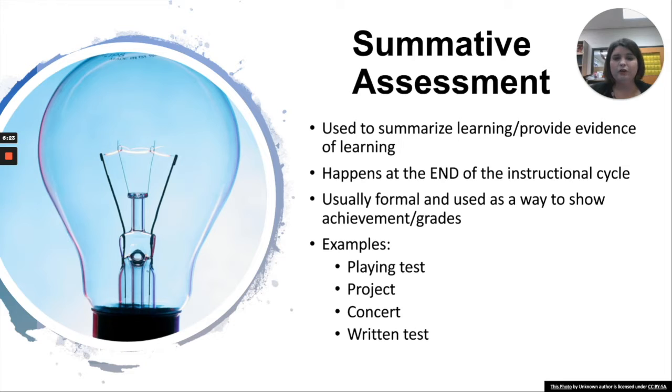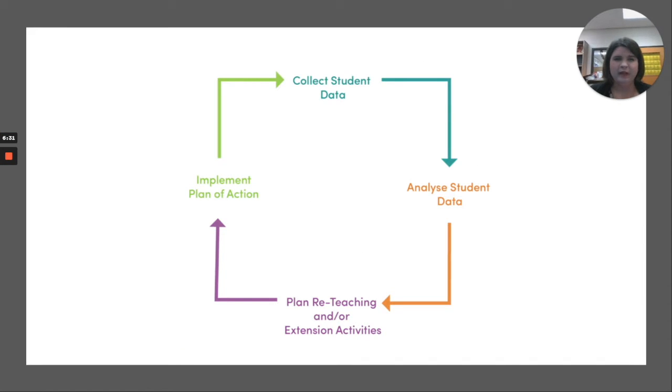So during the learning process, you're using all those formative assessments so that you can get the kids to that summative assessment that's really going to count the most for their grade. So again, we're going to collect student data. We're going to analyze that data. We're going to plan, reteach, and do any extension activities that we need to do, and implement that plan of action, and then do it again. So it's always that cycle of going around and around.